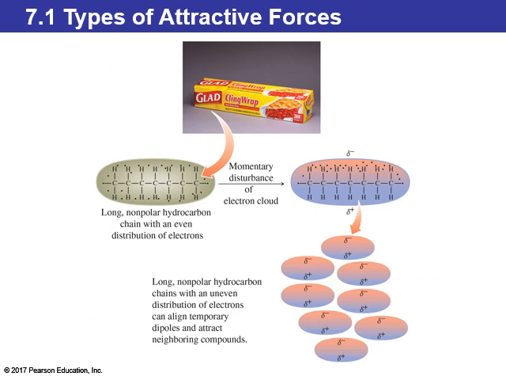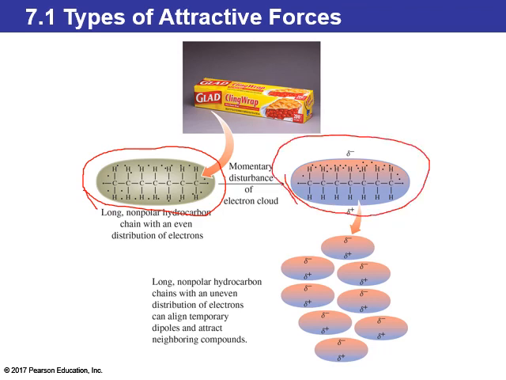So on the left here, we're showing you've got an even distribution of the electrons. The electrons are all evenly shared. And then by chance, they happen to line up. So they all move to one side of the molecule. When that happens, you get a partial negative charge over here and a partial positive charge over here. And if this is one molecule, it can influence the molecules surrounding it and induce a temporary partial charge.